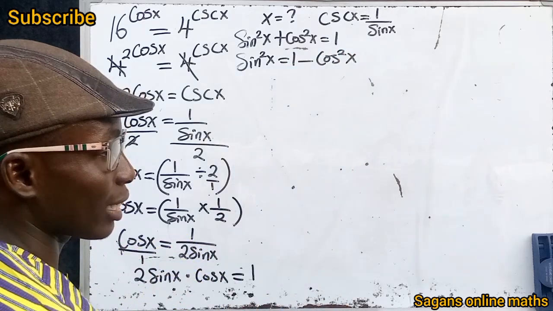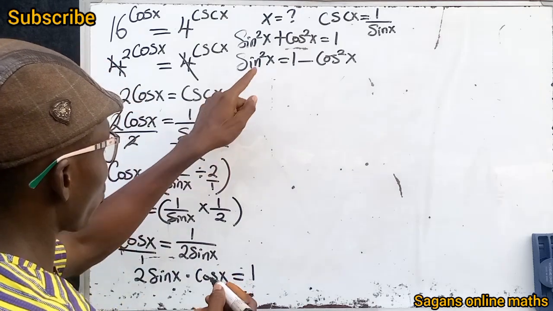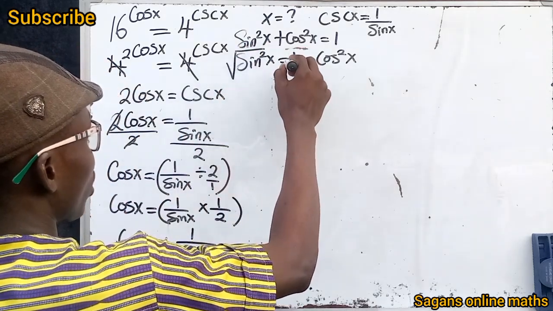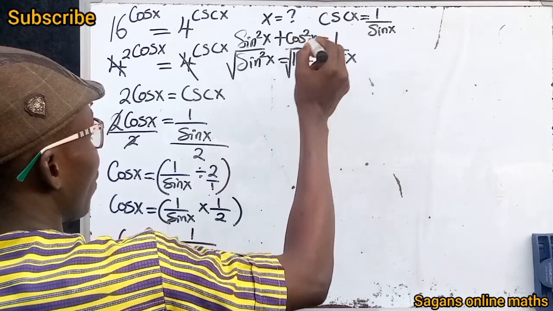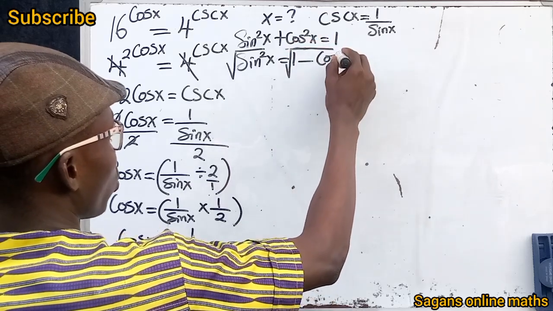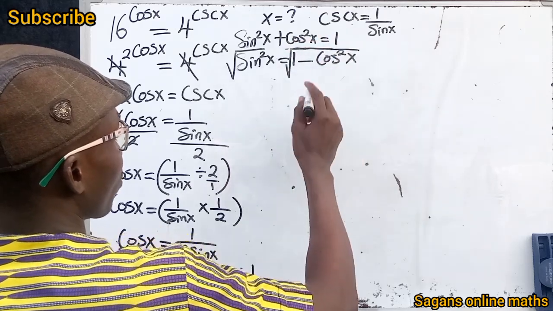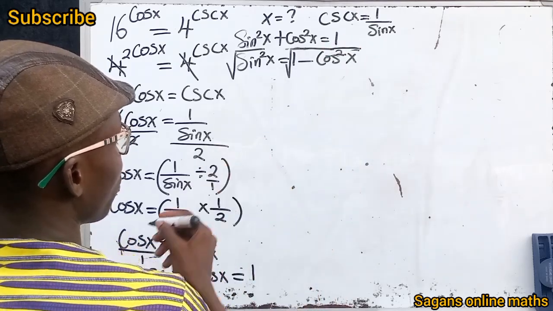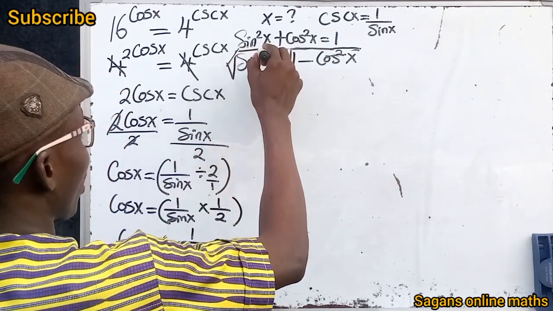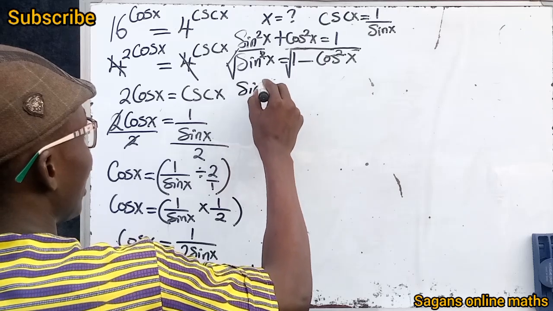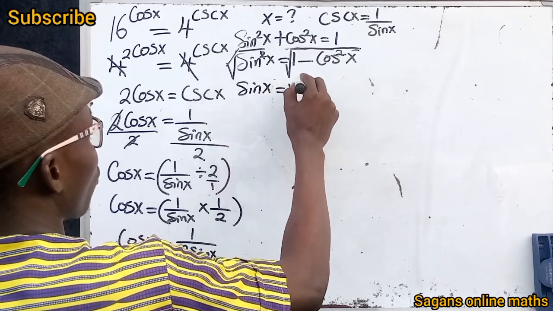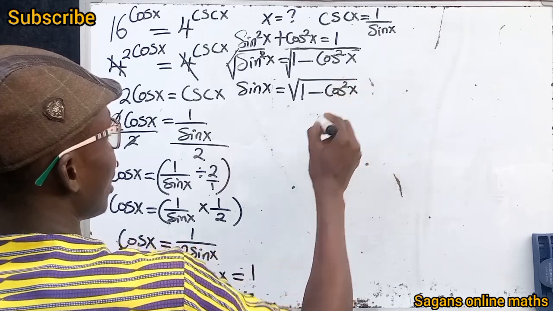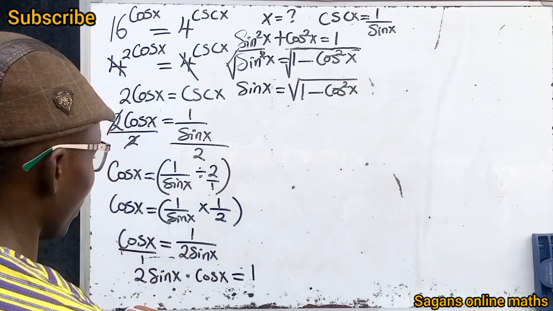Remember, I said make sine the subject of the formula, and we have a square, so we have to take the square root of both sides. We take the square root here, and also the square root of all of this. Remember the power here is 2. Don't forget the square root. Now the square root cancels out the square. So sine x is equal to the square root of 1 minus cos square x.